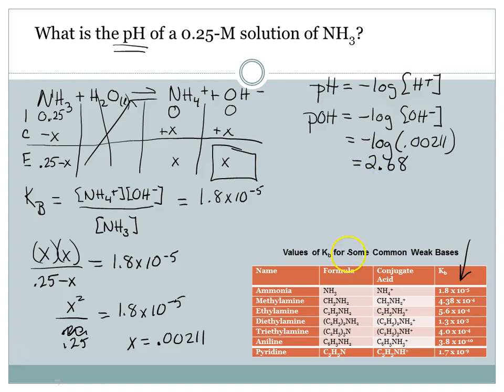Now at this point, guys, if you forgot this little step, but you're in the habit of asking yourself, does my answer make sense? And you're like, oh, pH is 2.68. Hey, wait a second, it's ammonia. That's a base. That doesn't make sense. That's because what you really figured out was your pOH. To get to pH, once you've got your pOH, subtract it from 14. So the pH of a 0.25 molar solution of ammonia is 11.32. And that should make more sense.